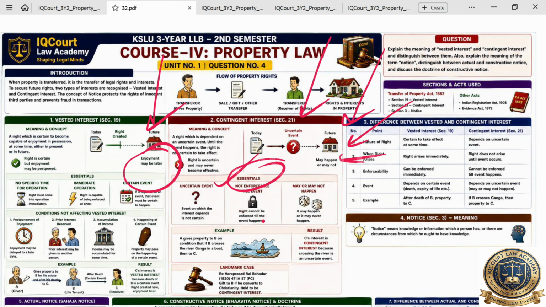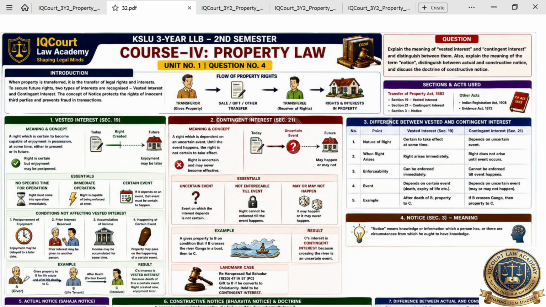Essentials: there is doubt whether he will marry her or marry some other girl, we don't know, right? See, they can't enforce it till the event happens. For example, A gives property to B on the condition that if B crosses the river Ganga in a boat, so whether that event happens or not, we don't know. That is what we call contingent interest. Only if you marry that girl will this property get transferred to you. Then we call it contingent. Section 21.